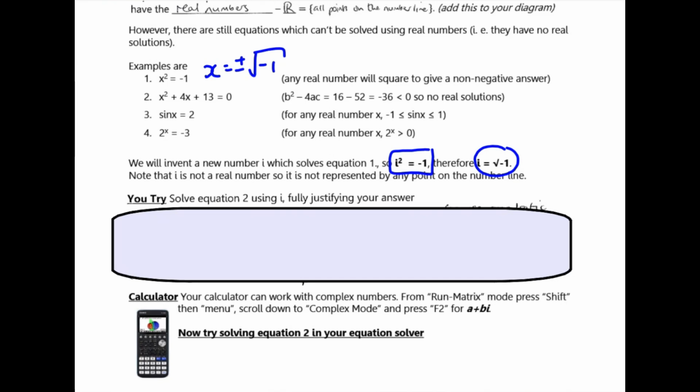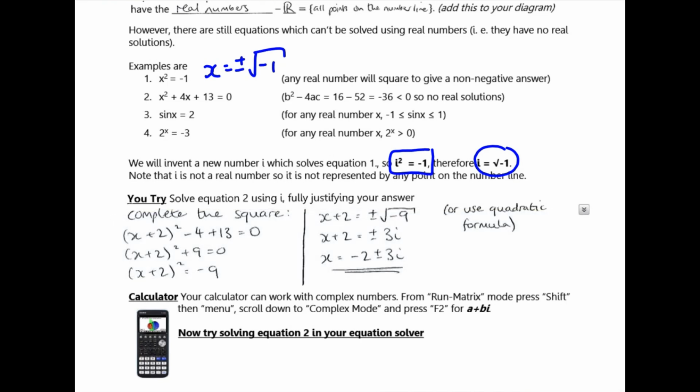What I'd like you to have a go at now is pausing the video and solving equation 2 by hand, using the formula or completing the square, but when you end up with a negative square root, using i for that. Using completing the square, you end up square rooting minus 9. When you square root minus 9, you can write this using your surd laws as root minus 1 times root 9. Root 9, you know, is 3. So this ends up with plus or minus 3i in your solution.